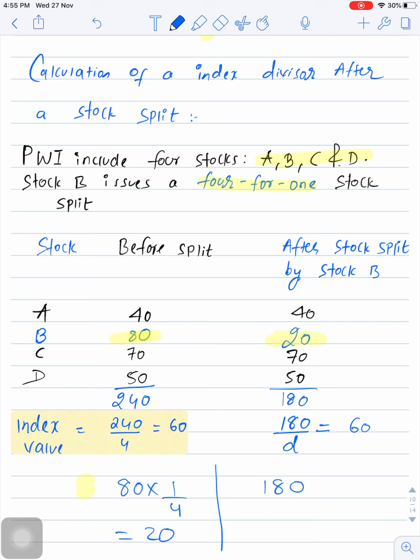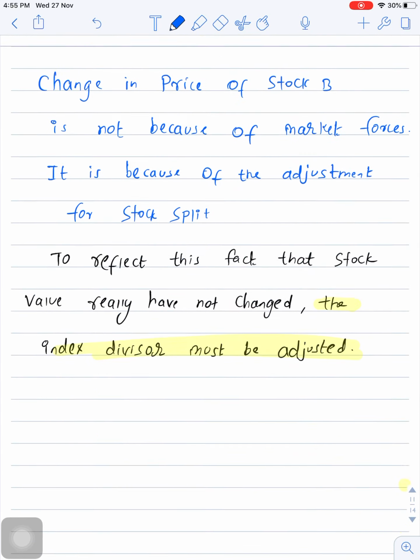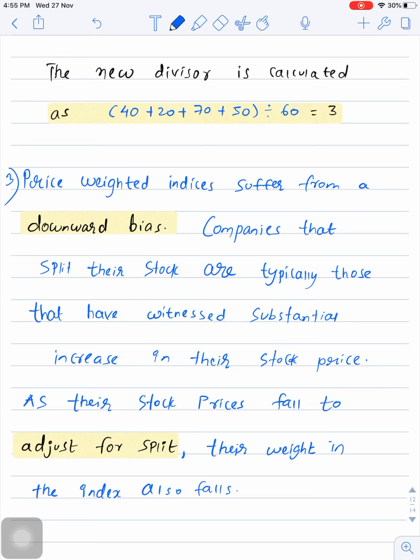If we do not change the divisor, before split divisor is 4 and after split we are not changing the divisor, let's say we are keeping same divisor, index value will fall from 60 to 45. Hence we need to change the divisor, we need to find out the new divisor. And how we can find out the new divisor? We can find out the new divisor as sum of stock prices divided by index value. So sum of stock prices is 180, index value is 60, so 180 upon 60 will give you new divisor of 3.